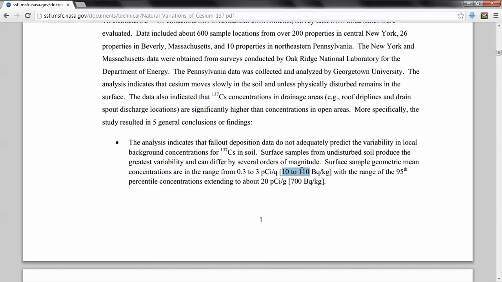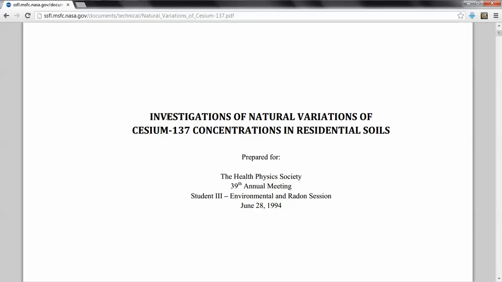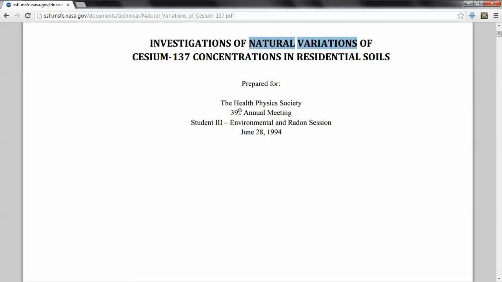Now, if you don't believe this, let me zoom up here to the top and let me show you what this is. Investigations of natural variations of Cesium-137. I wouldn't really call it natural variations, because Cesium-137 is not natural. It's a byproduct material. I think what they're referring to is how it disperses itself in nature, because the whole document clearly talks about it coming from weapons testing and so on. So anyway, investigations of natural variations of Cesium-137 concentrations in residential soils, prepared for Health Physics Society, 39th annual meeting, student 3 environmental and radon session, June 28th, 1994.